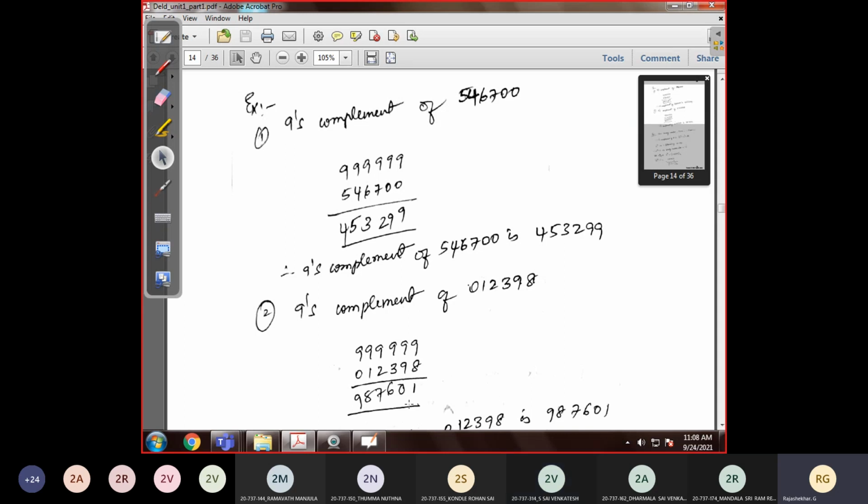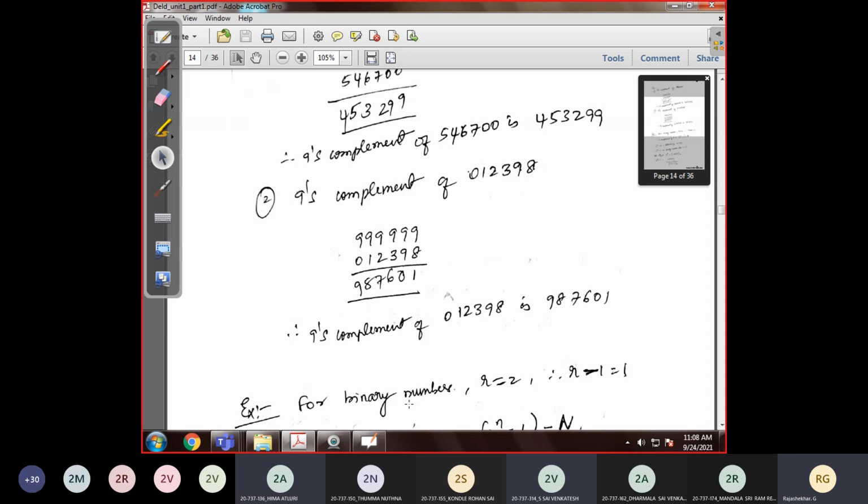Yes, sir. Now, for the case of binary numbers, what happens? The radix of the system will be r equal to 2. Therefore, the (r minus 1)'s complement will be the 1's complement. All of you agree? So in a binary number system, the radix is 2, therefore the diminished radix complement becomes the 1's complement. And all of you know how to compute the 1's complement.